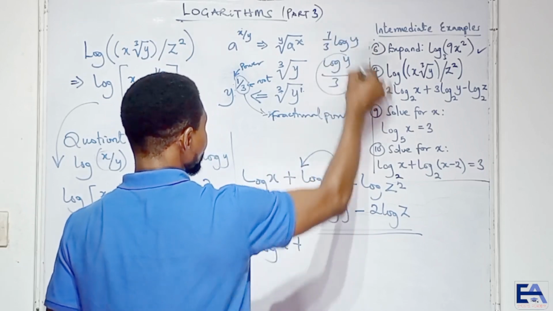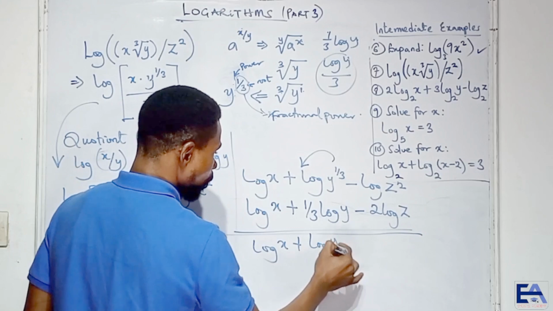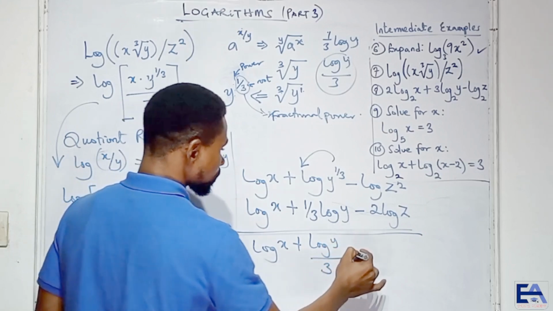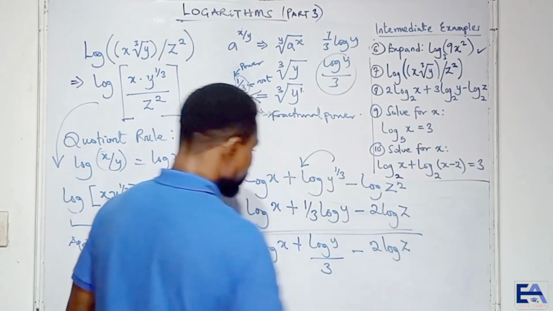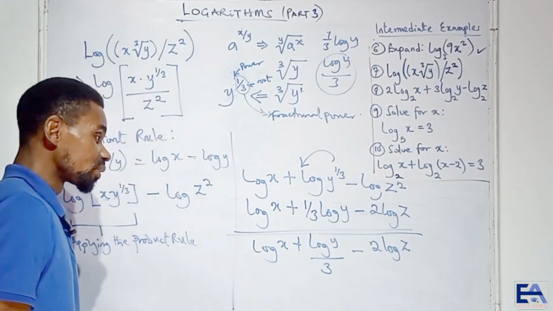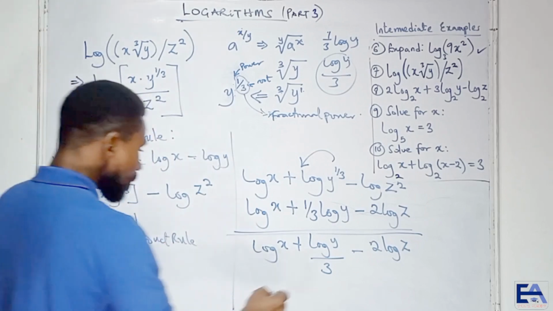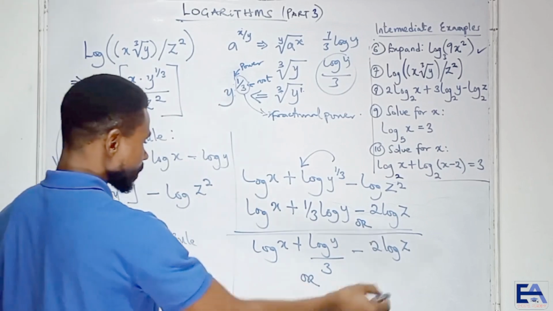1/3 log y is the same thing as log y divided by 3. So 1/3 log y here, you can say log y divided by 3, then minus 2 log z. This one is also good. And if you think you are still not satisfied, you can also leave the answer in, you can find the LCM, okay?